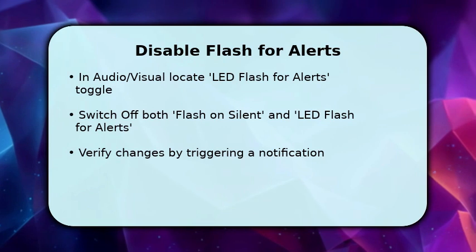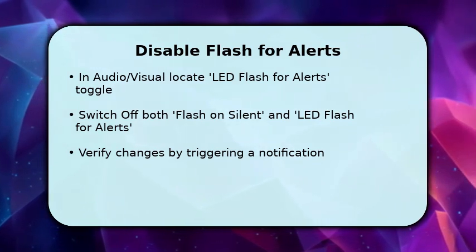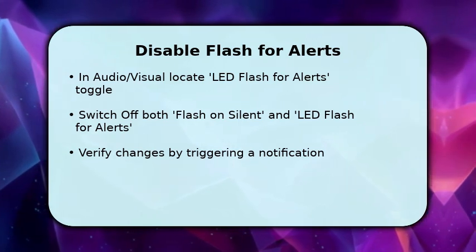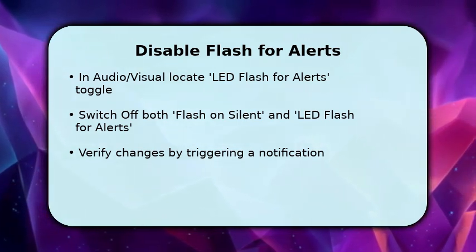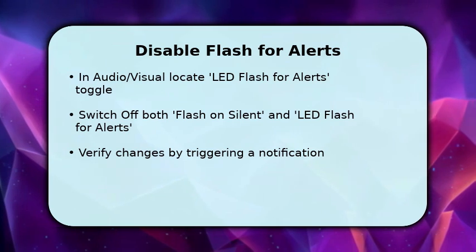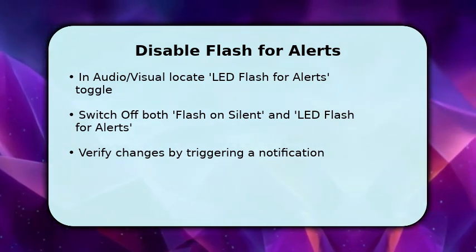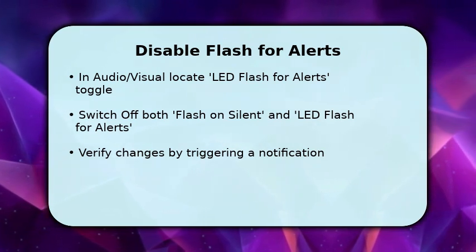Inside Audio/Visual, find LED flash for alerts and turn it off. Once you toggle that, also disable flash on silent if present so the light won't appear when your phone is muted. Make sure to test immediately. Send a message or trigger a notification to confirm the LED no longer flashes.